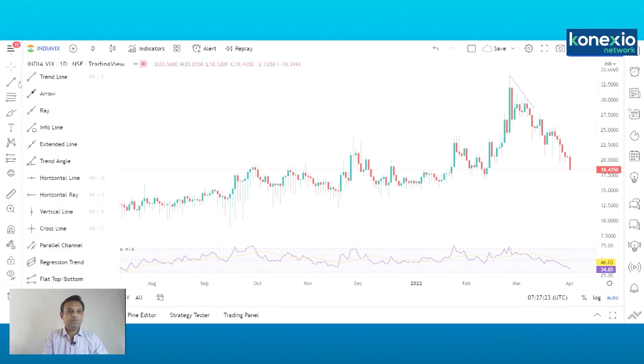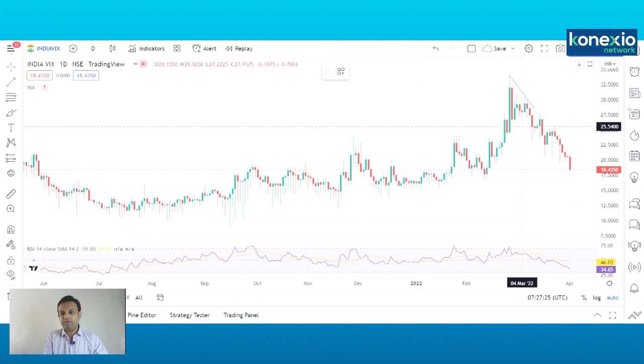We had a clear view of India VIX around this mark. This was the day, almost the 8th or 10th of March. We discussed that India VIX is poised for a correction from 27 to 26, and it has the potential to test the levels of 15 in the foreseeable future.